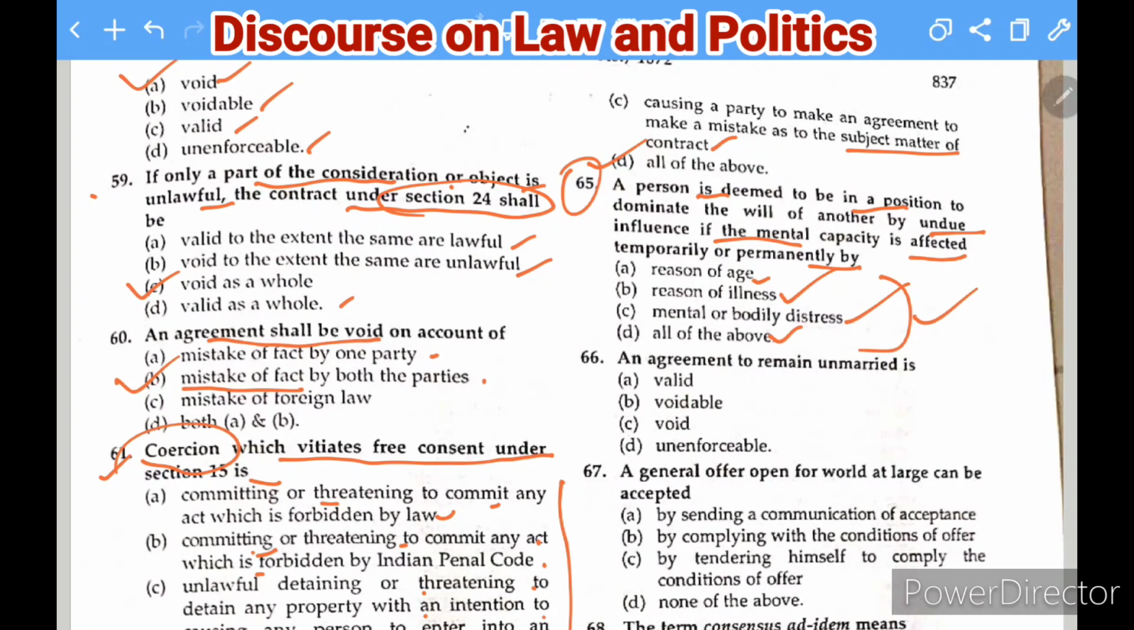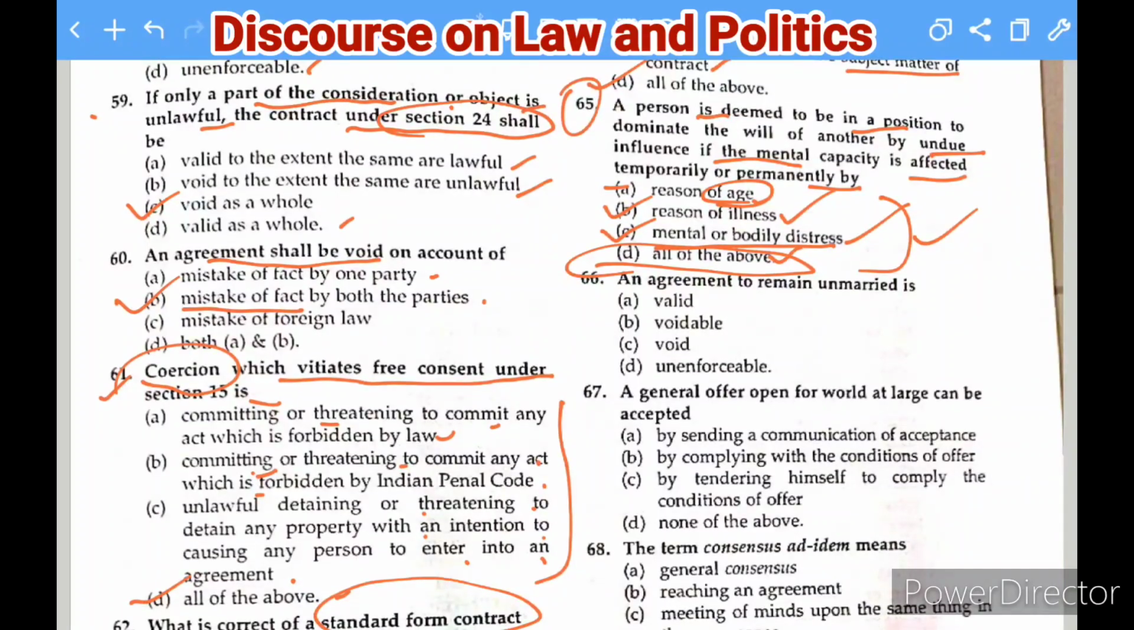So yes, my dear friends, if you go to this, you will find that in this case, the mental or bodily distress is one of the reasons, not the age only. Okay. So you find that mental or bodily distress is one of the factors here. Then apart from this, you will find the reason of illness is here and reason of age here. So in all these cases, if any person is not able to take a decision and the other person is dominating the will of that person, it would be a case of undue influence.